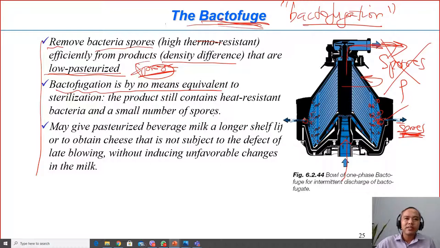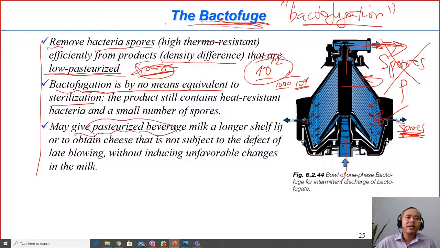What does this sentence mean? It means that if we do sterilization, the level of destruction of spores is much higher for sterilization than for bactofugation. For bactofugation, you remove only a certain level, not a lot. Sterilization, for example, you remove 10 power 12 times. 12 logs means 10 power 12, what is that? 1,000 billion times. 10 power 9 is 1 billion. 10 power 12 is 1,000 billion. So when you do sterilization, you reduce the number of spores up to this level. But for bactofugation, it's much lower.